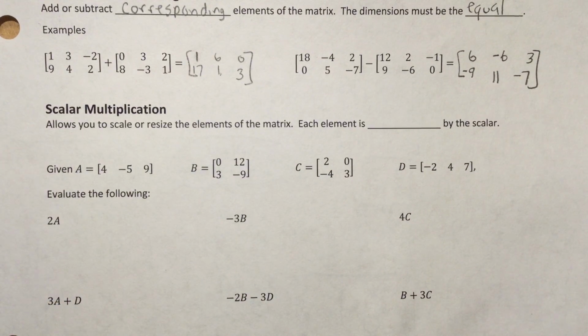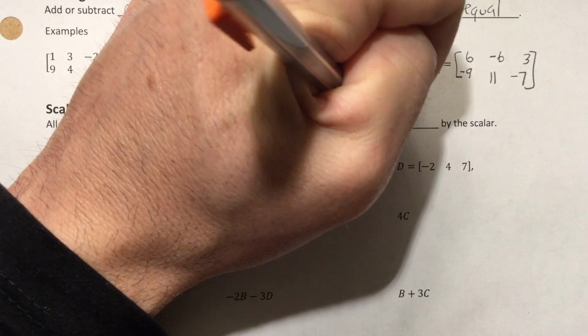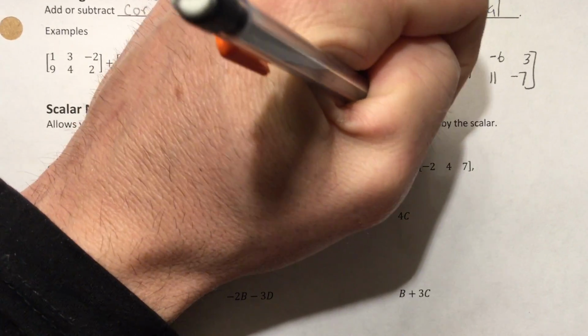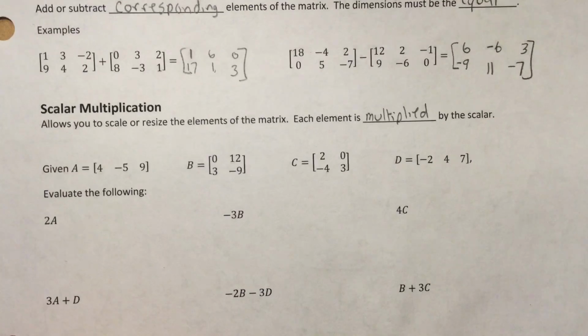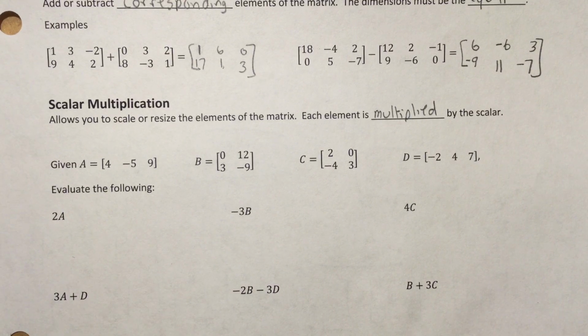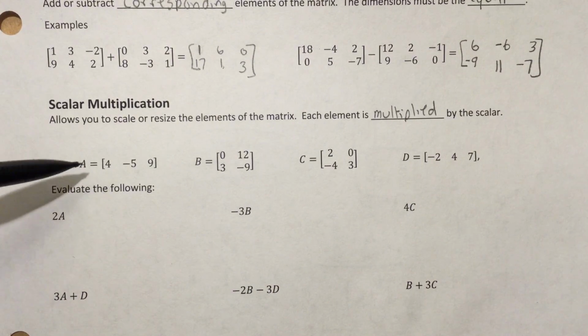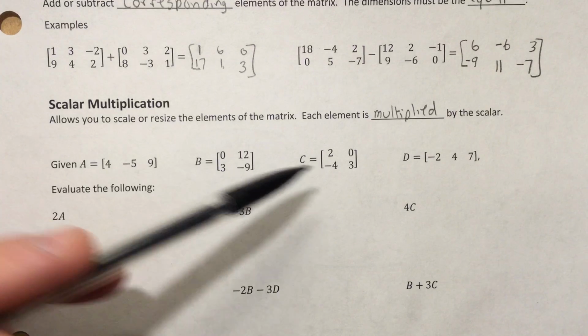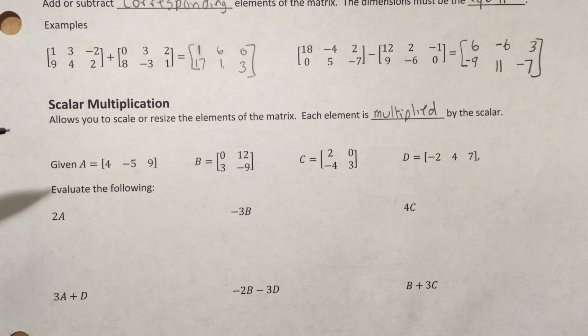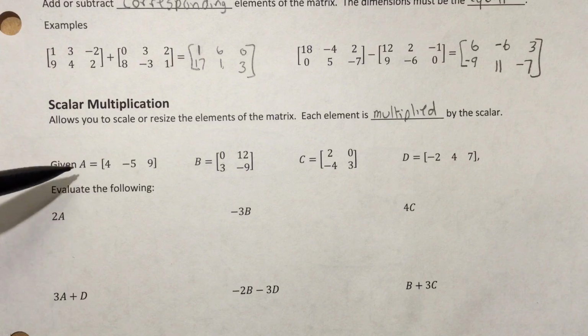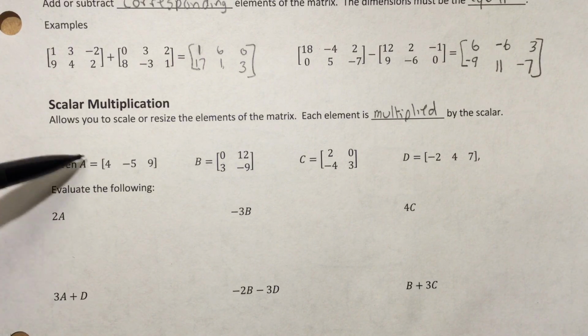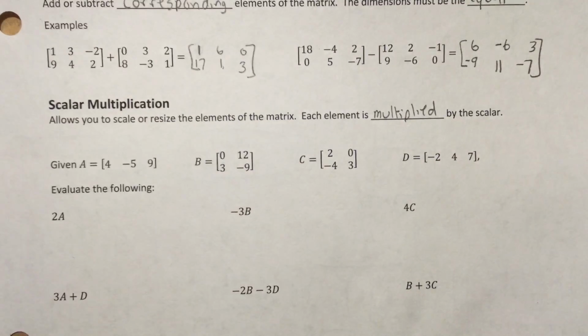Scalar multiplication is the last operation we're going to be looking at to start. This allows you to scale or resize elements of the matrix, and the way you do it, each element is multiplied by the scalar. So it's almost like the distributive property, if you want to think of it that way. So here we have 4 different matrices. Matrices are always labeled with capital letters, just so you know. So this is matrix A, matrix B, matrix C, matrix D.